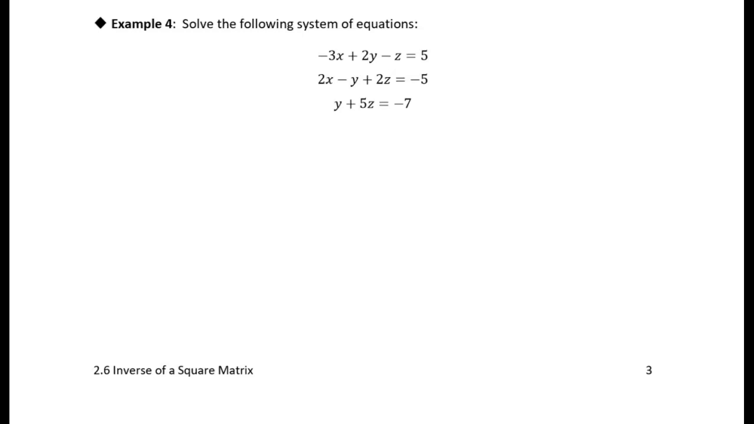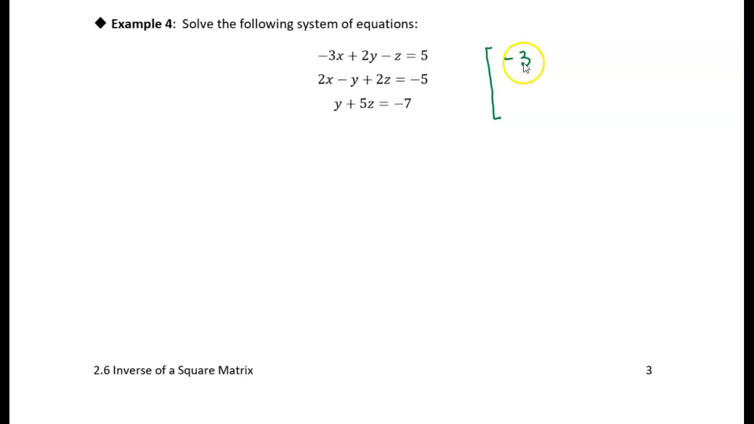All right, in example 4, we're going to solve the system of linear equations with a matrix equation. I'm just going to take this system of linear equations and write it in matrix form, writing the matrix equation for it.